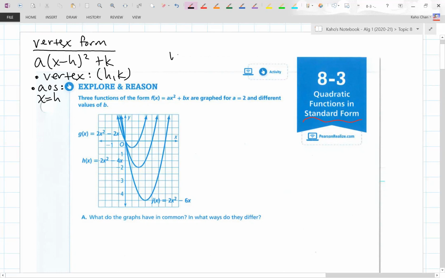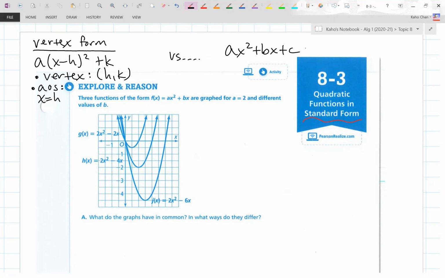This section, the form that it's given to us is ax squared plus bx plus c. This is called standard form. So we'll talk about that more later. But for now, let's go ahead and take a look at this explore and reason here. Let's zoom in a little bit.